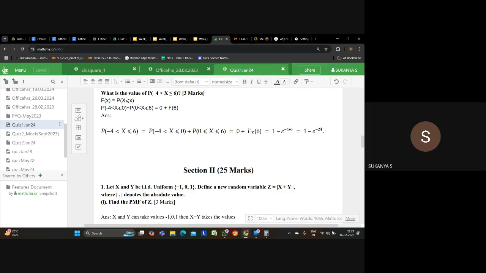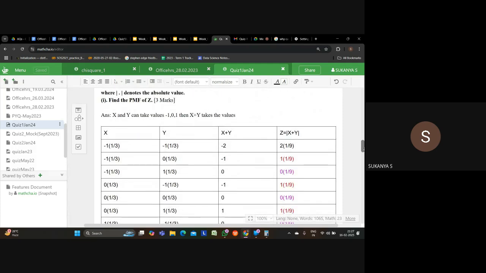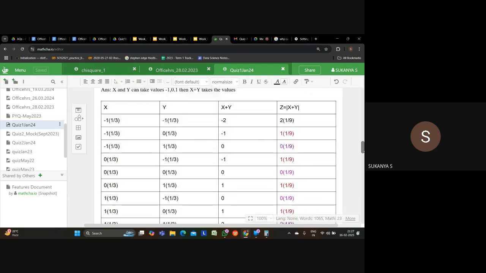Okay, so what is this? X and Y are IID uniform random variables, and a different random variable is defined such that Z is equal to mod X plus Y. Now, what are the values that mod X plus Y can take? 0, 1, and 2. You can consider different possible combinations and find out the probability.